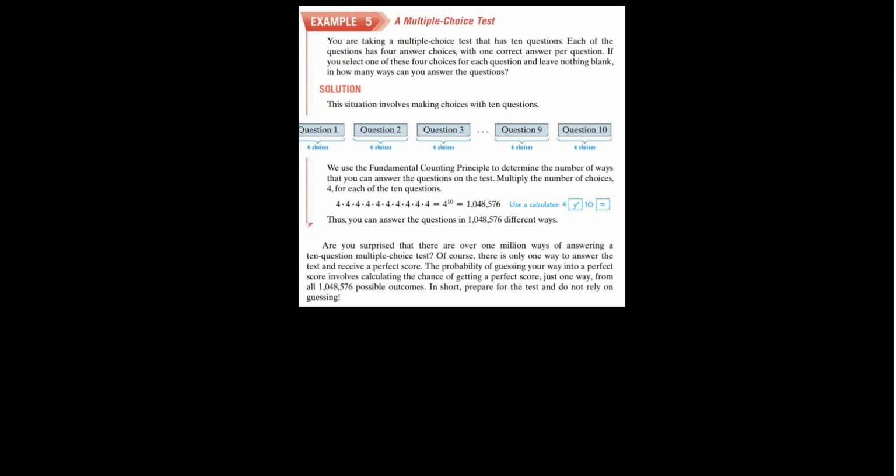So, example 5. You're taking a multiple choice test that has 10 questions. Each of the questions has 4 answer choices with 1 correct answer per question. If you select one of these 4 choices for each question and leave nothing blank, how many ways can you answer the questions? Well, 10 questions.